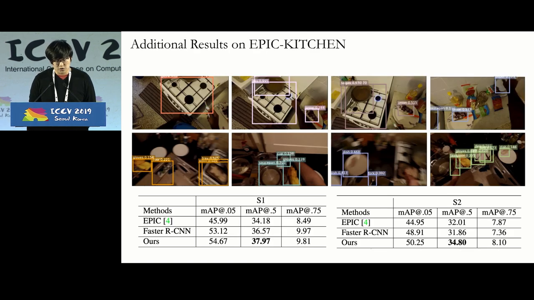As most sequences of the ImageNet VID dataset contain only a single object, we also benchmark our method on the more challenging application dataset. The application dataset contains daily cooking activities recorded from a head-mounted egocentric camera. Here we use the same hyperparameters derived from the VID dataset. And our method still attains decent improvement for both the seen and unseen scenes.